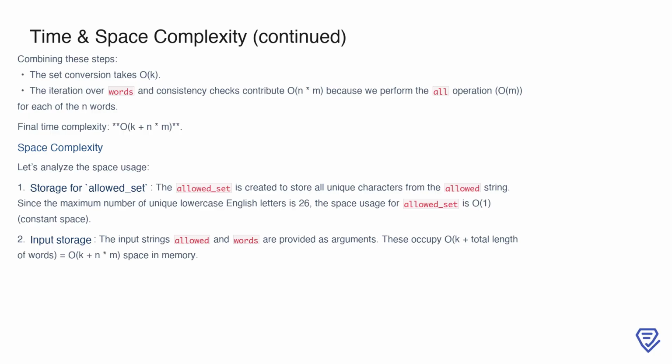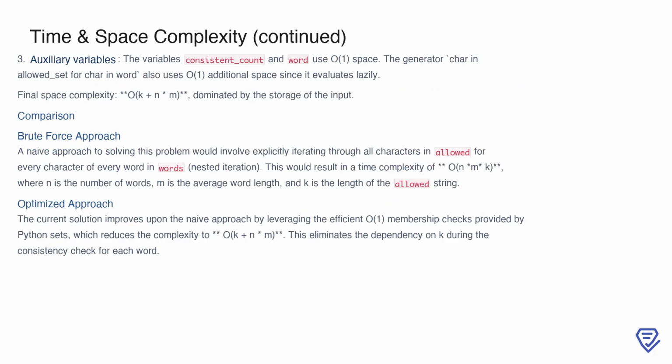Additionally, the algorithm uses a few auxiliary variables, such as consistent_count to track the number of consistent words and word to represent each word during iteration. These variables require O(1) space. Similarly, the generator used to check membership, char in allowed_set for char in word, evaluates lazily and does not consume additional space beyond O(1). As such, the overall space complexity is O(k + n*m), which is dominated by the storage of the input.